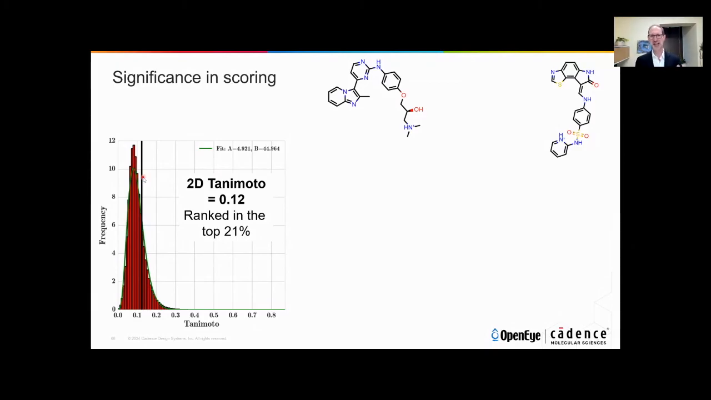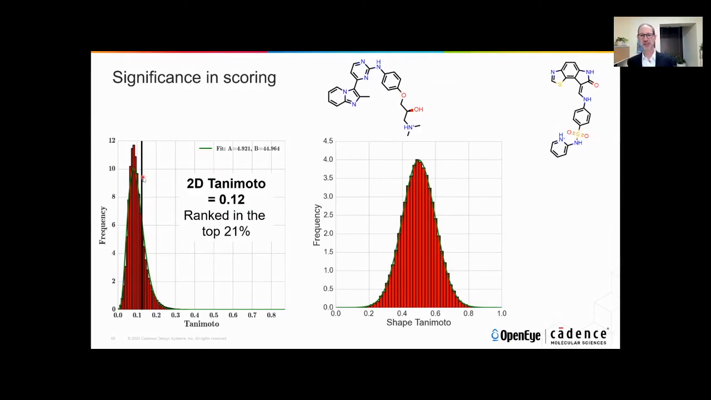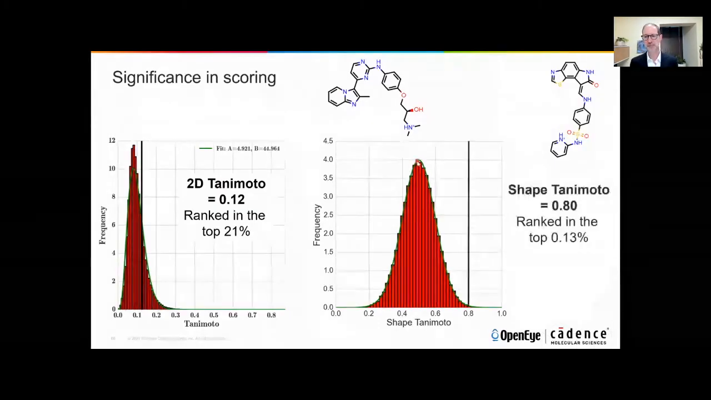So this is not an interestingly high score. So these are not similar in fingerprint space. The distribution of shaped Tanimoto for the same number of pairs out of the same database of molecules is much more normal, has a mean of about 0.5, standard deviation of around 0.05.